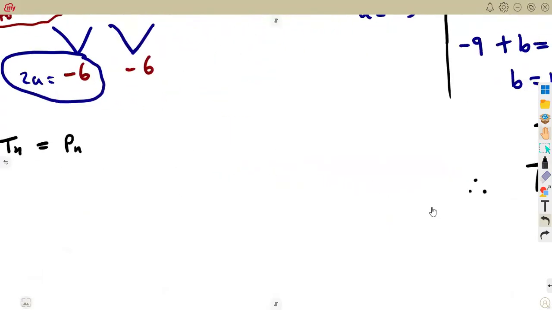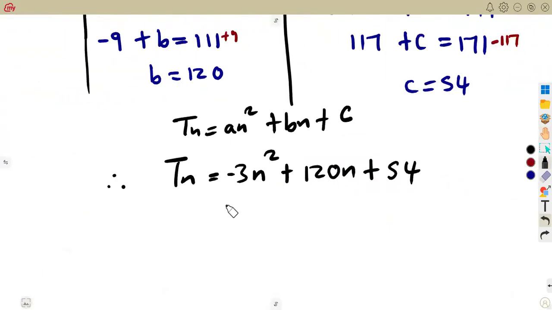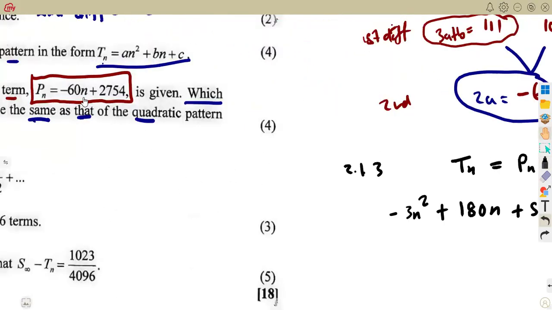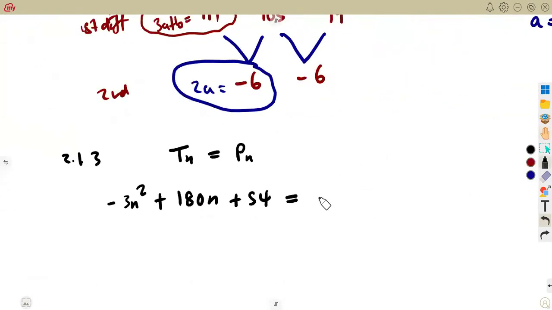So what is our Tn? Remember your quadratic as it was here. You're going to take this quadratic, minus 3n squared plus 120 plus 54. So this is the part that we are going to have here: minus 3n squared plus 180n plus 54 is equal to Pn. Remember our Pn, this part as it is. So we're going to equate. That is minus 60n plus 2754, just like that. We have formed an equation where you can solve for n, and this is a quadratic.